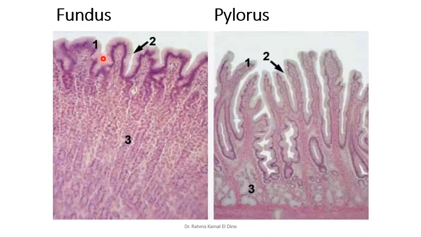Again, this is the fundus. The pit is narrow. The pit to the gland ratio is 1 to 3 or 1 to 4, and the cells are colorful. Here is the pit, wide and deep. The pit to the gland ratio is 1 to 1, and you see the cells are mostly pale basophilic as they are mucus secreting.